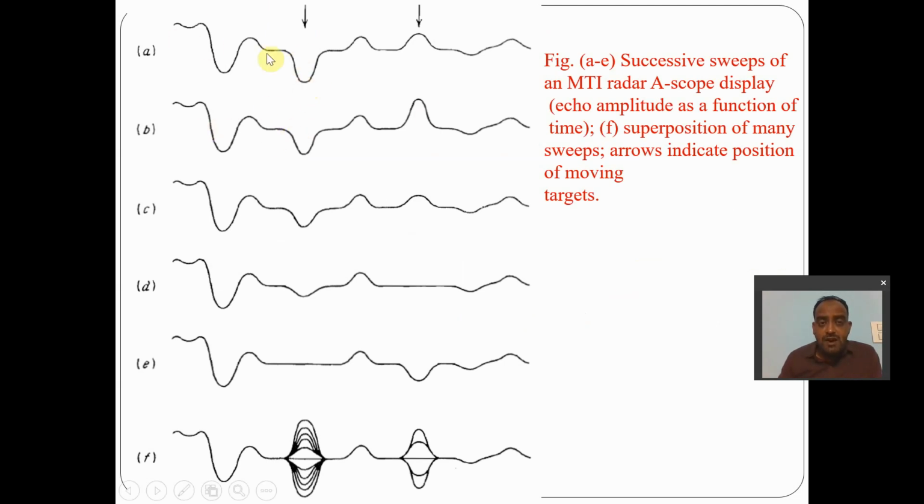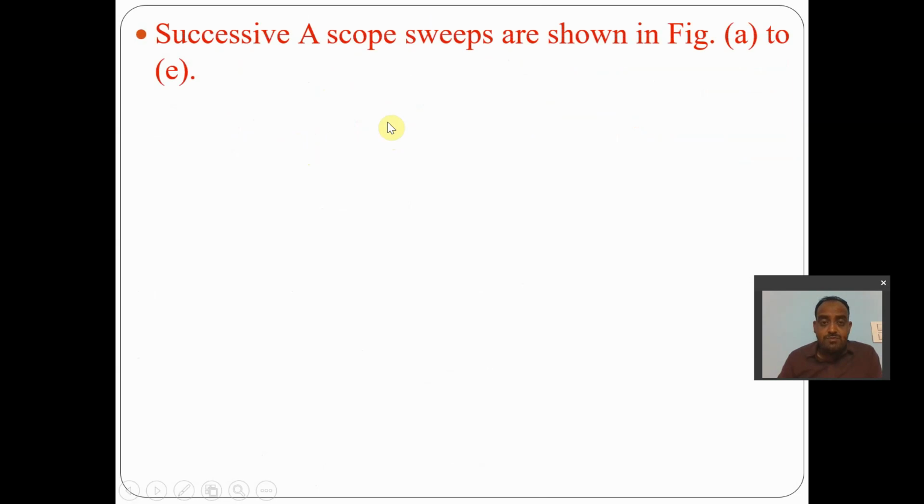What is the variation? All the information, except at the arrow places, is the same, except at this place it was medium, here it is sharp high. This is negative sharp high, which has become weaker. All the signal gets cancelled out. Only the difference, wherever there is a difference, will be displayed on the A-scope.